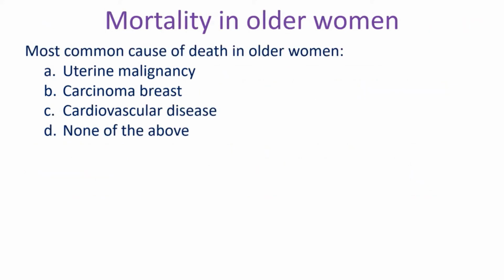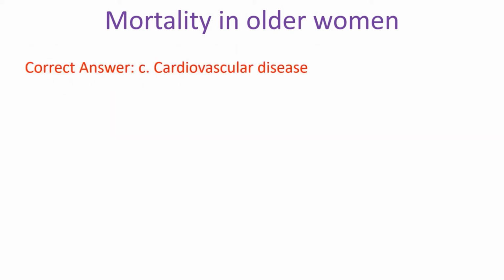Most common cause of death in older women. A. Uterine malignancy, B. Carcinoma breast, C. Cardiovascular disease, D. None of the above. Correct answer C. Cardiovascular disease.